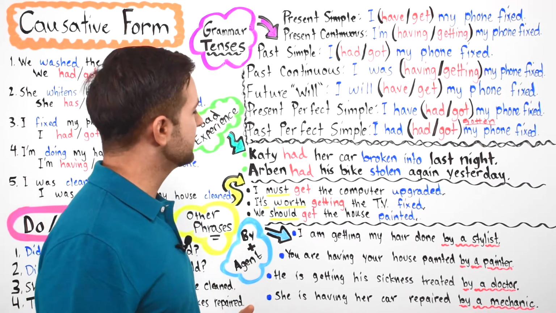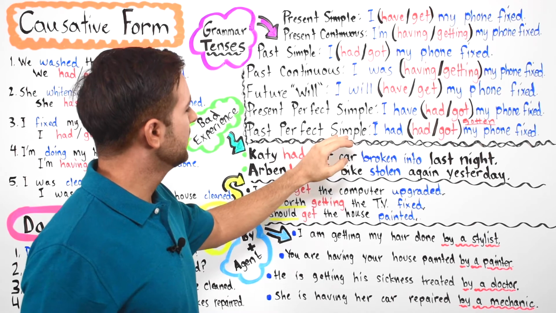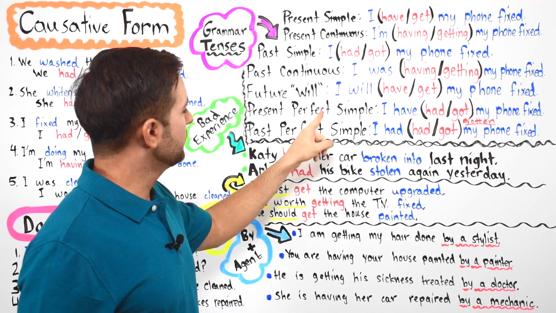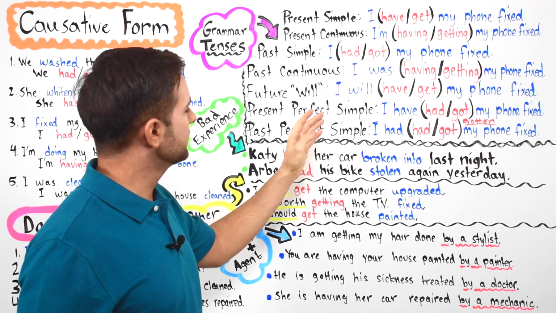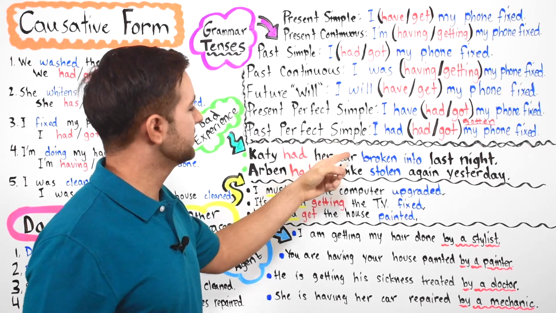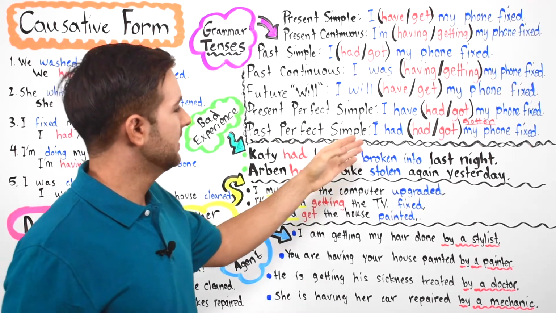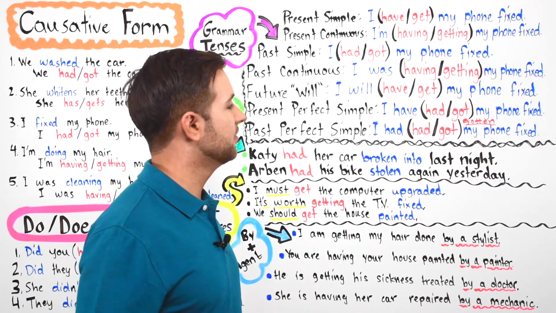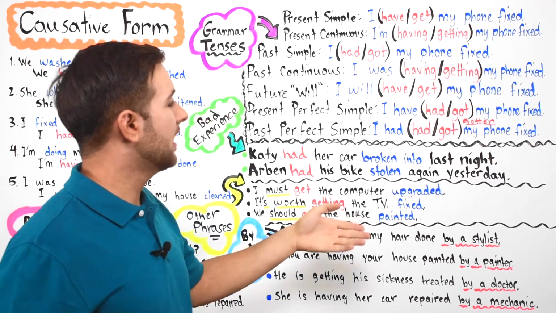The past perfect simple tense was also found, well, the present perfect simple was lesson 30 and 31. The past perfect simple was in lesson 31 as well. Okay, and it says, I had my phone fixed, or I had got my phone fixed.